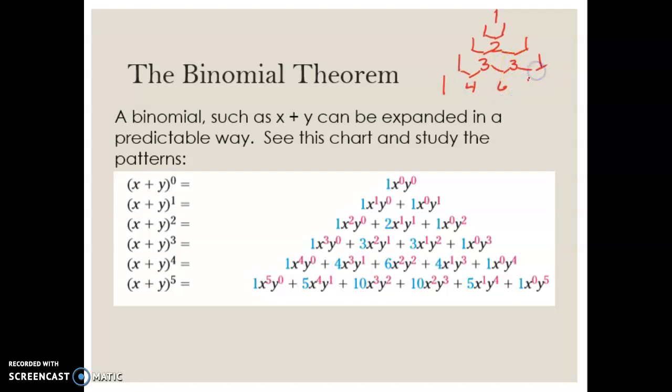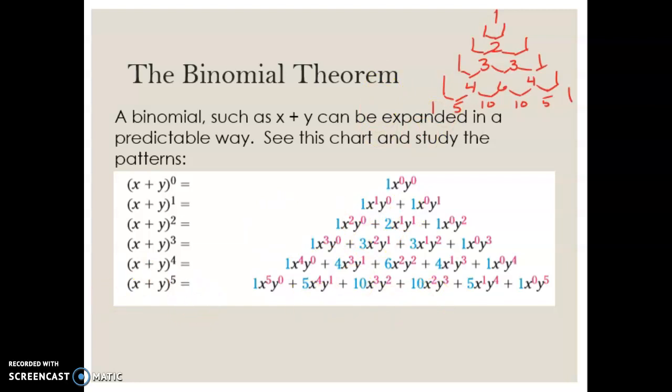6, 4, 1. And then 1, 5, 10, 10, 5, 1. And that is your x plus y to the 5th. These types of things are how we are going to expand on the binomial distribution and get our probabilities. This is where it's coming from.